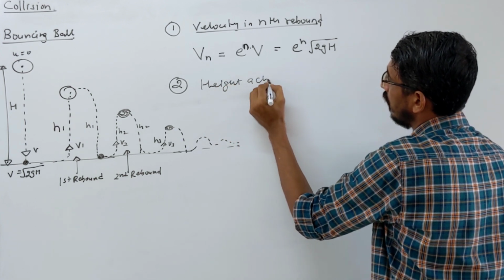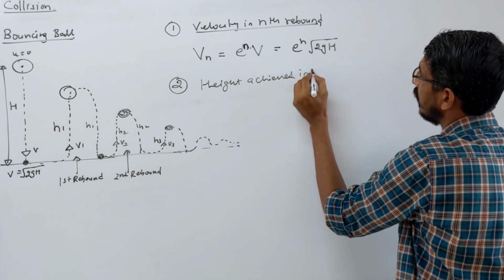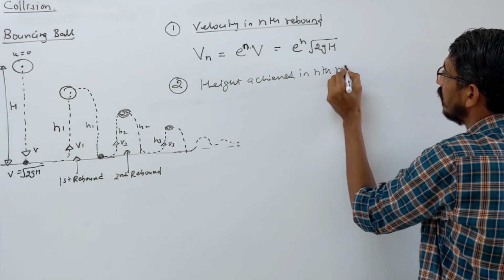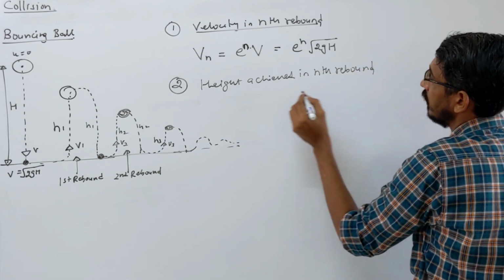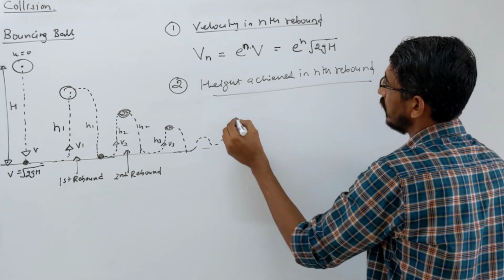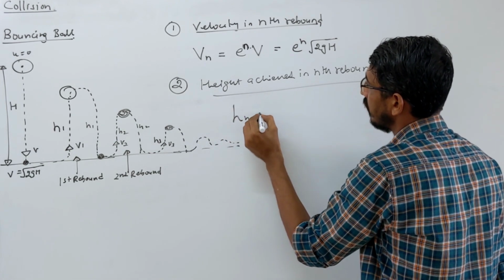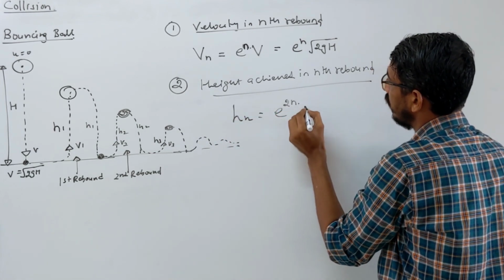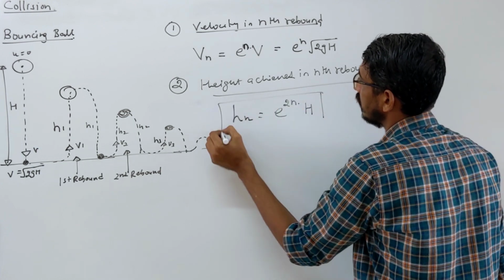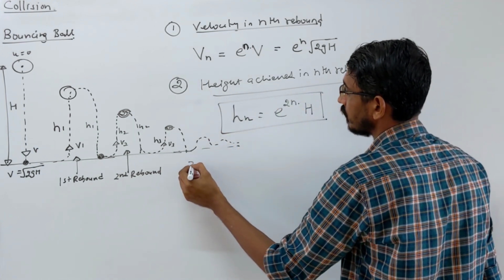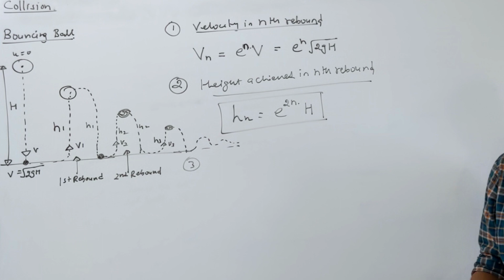Similarly, another question they will ask you: what is the height achieved in the nth rebound? The answer will be that the height achieved in the nth rebound is e to the power 2n times the initial height. That's all. This will be your simple formula. So you have to remember these things directly, no big things.